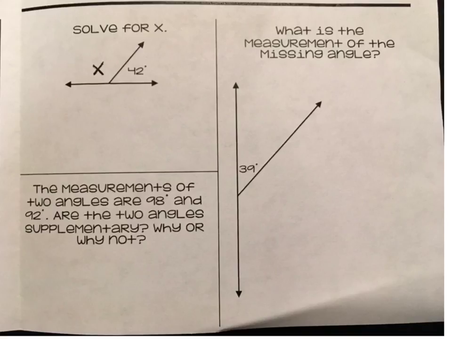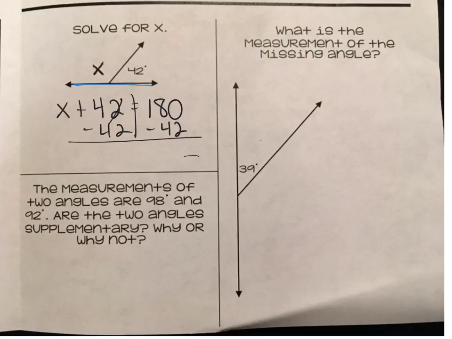Now move down to the supplementary side. So the first one this time, we're actually solving for x on the first one. So this says x plus 42 equals, we have to think this makes a straight line. So that's 180 degrees and not 90. So then all I will have to do is subtract 42 from both sides, cancel, x will equal 138 degrees.